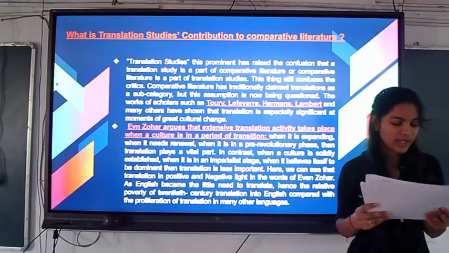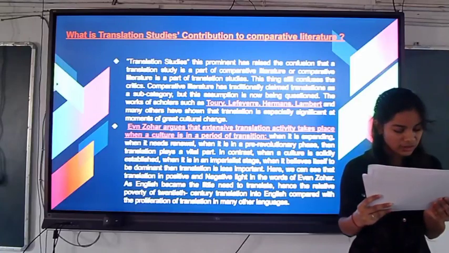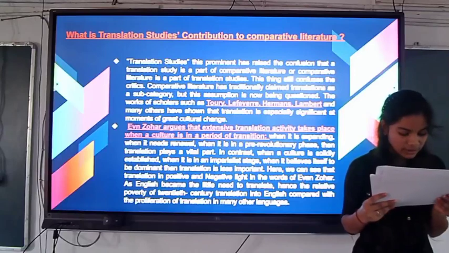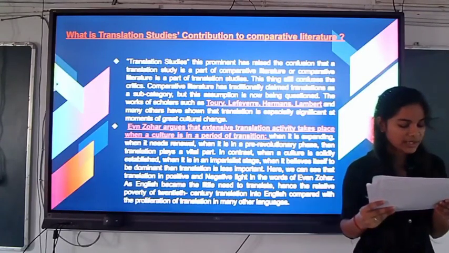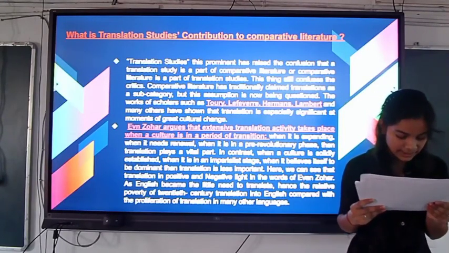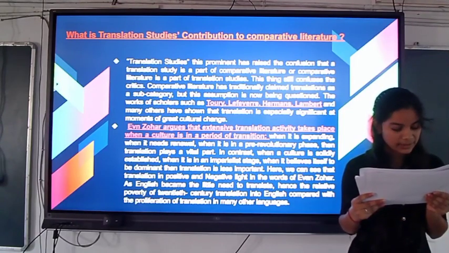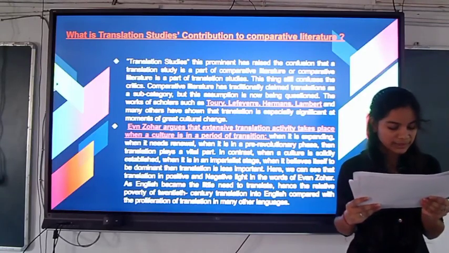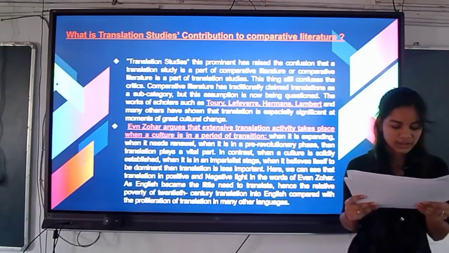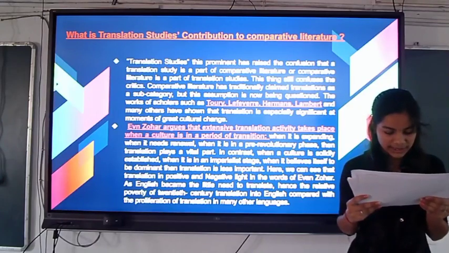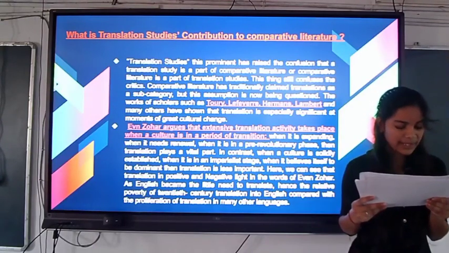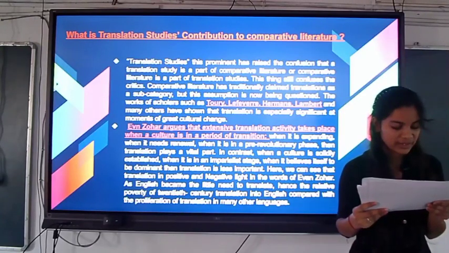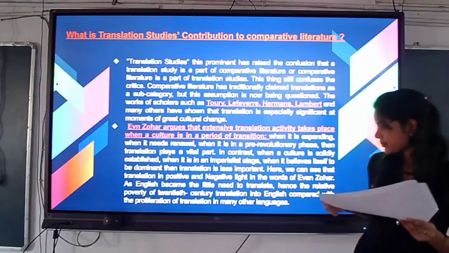Even-Zohar argues that extensive translation activity takes place when a culture is in a period of translation, when it is expanding, when it needs renewal, when it is in a pre-revolutionary phase. Then translations play a vital part in the construction. When a culture is solidly established, when it is in an imperial stage, when it believes itself to be dominant, then translation is less important.